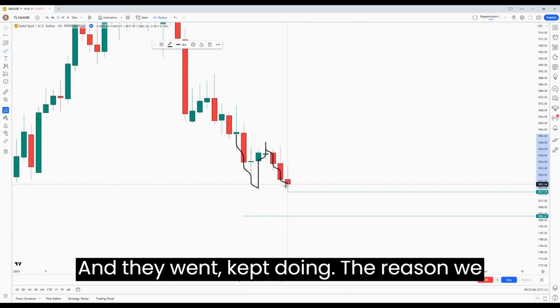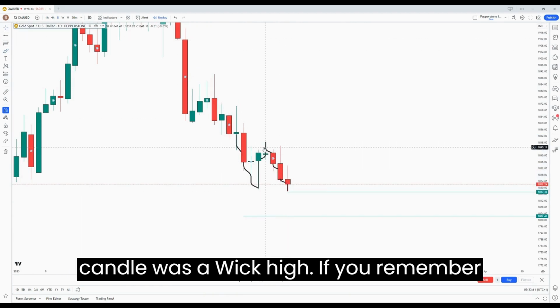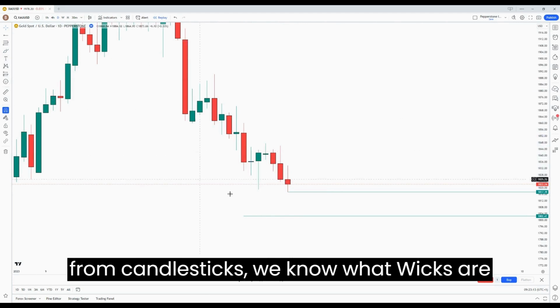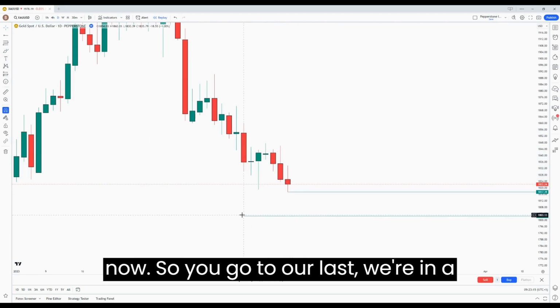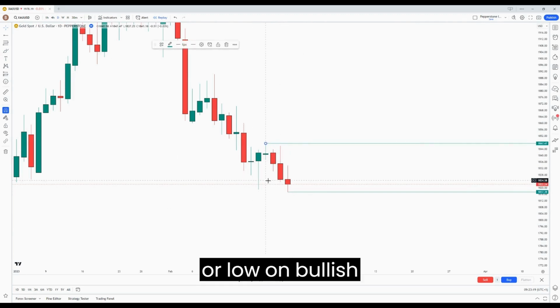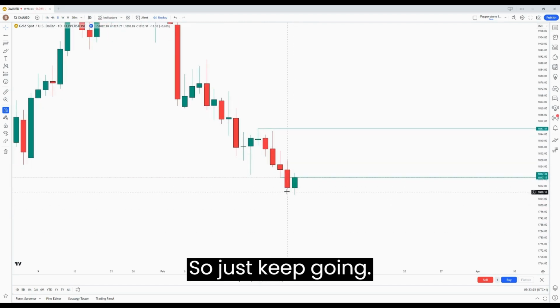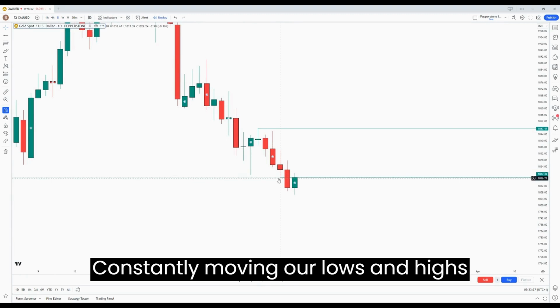and then kept down. The reason we know that is because the last green candle was a wick high. If you remember from candlesticks, we know what wicks are now. So we're in a downtrend, we go to our last wick high on a bullish candle when we're in a bearish trend. So just keep going, constantly moving our lows and highs as we go.